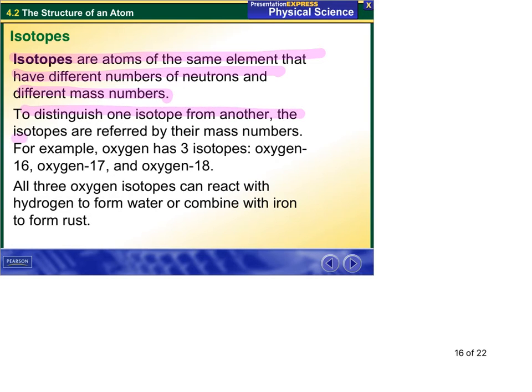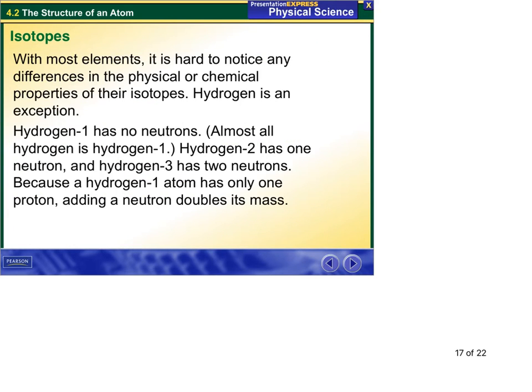To distinguish one isotope from another, they're referred to by their mass numbers. Oxygen has 3 isotopes: oxygen 16, oxygen 17, oxygen 18. All 3 isotopes react with hydrogen to form water, and combine with iron to form rust. For most elements, it's hard to notice any differences in the physical or chemical properties of their isotopes. Hydrogen, though, is an exception.